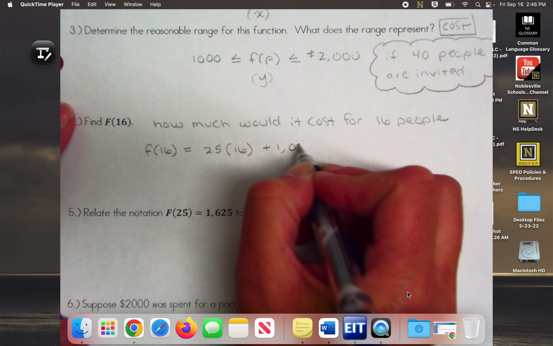Okay, we kind of already know the answer to this. If $2,000 was spent, how many people attended? 40, right? So we're going to put the $2,000, this is our function of P, equals 25P plus 1,000. So we're putting that there. We know the total cost. We're trying to figure out how many people.